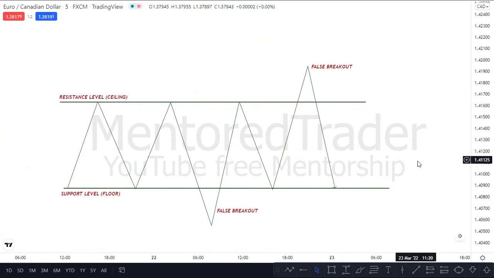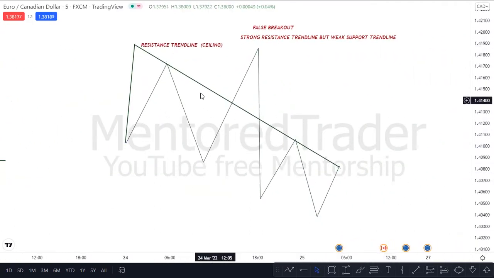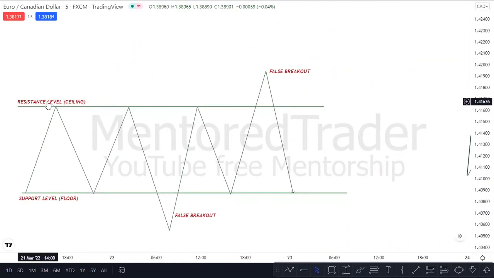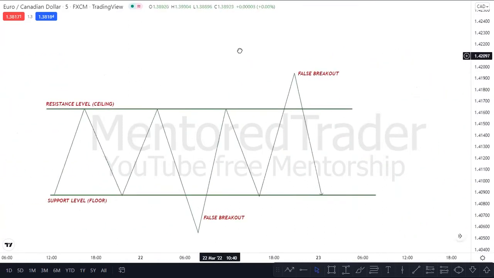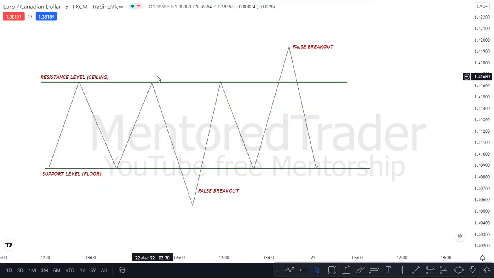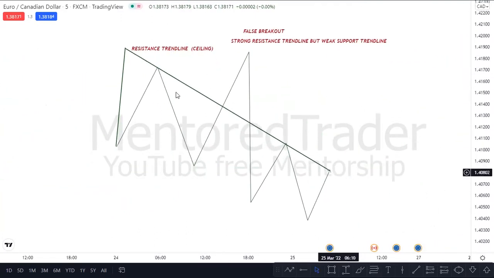But this time, the price is moving down, always respecting a trend line. This trend line we call a resistance trend line in a downtrend. We have a resistance level, or ceiling. In a downtrend, the resistance level is the ceiling. But this time, it is moving down, okay? And we can have a false breakout here.